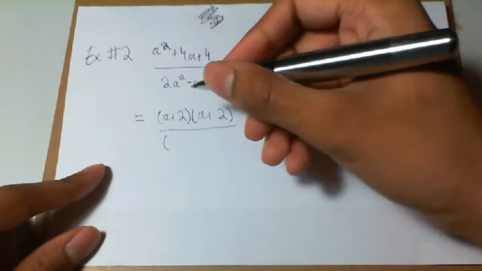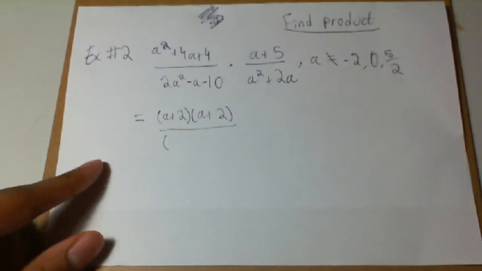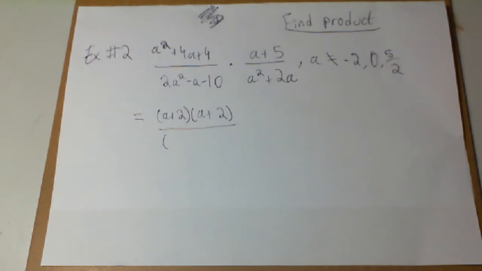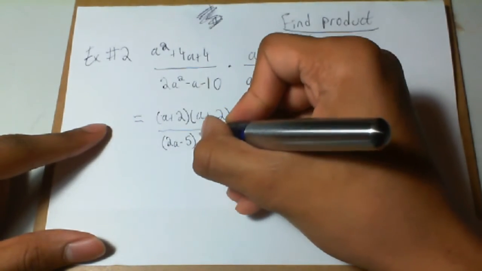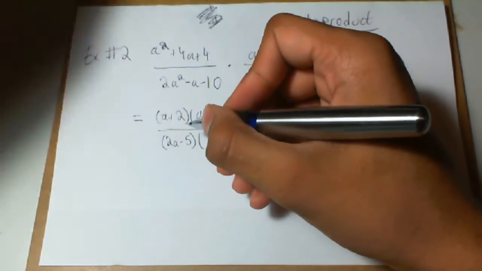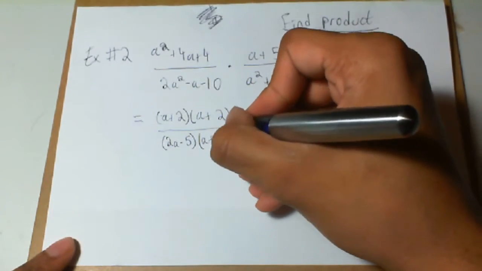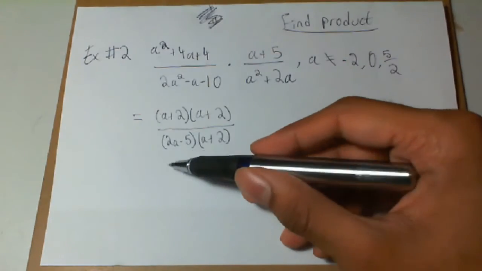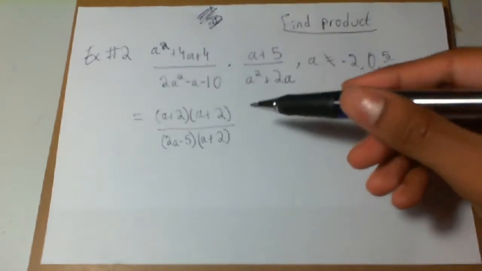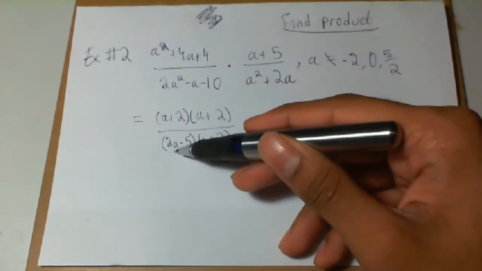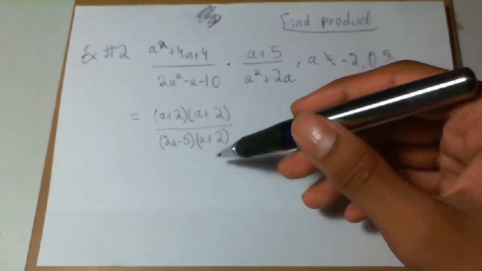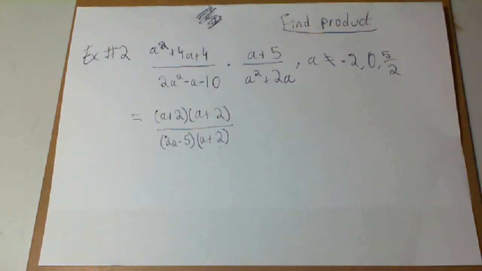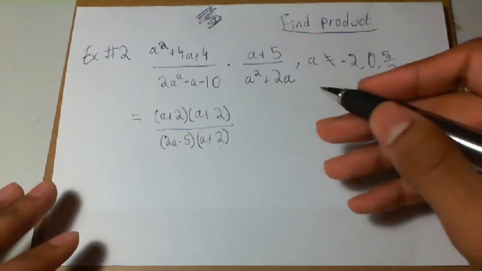All right. And then you have 2a squared minus a minus 10. So for this, you'd have to do 2a minus 5 times a plus 2. And let's make sure it's right. 2a times a is 2a squared. That's correct. 2 times 2a, which is 4a, minus 5a, which is minus a. And then minus 5 times 2 is minus 10. Okay? So that's all factored out and ready to go.